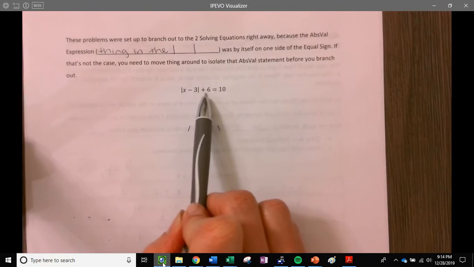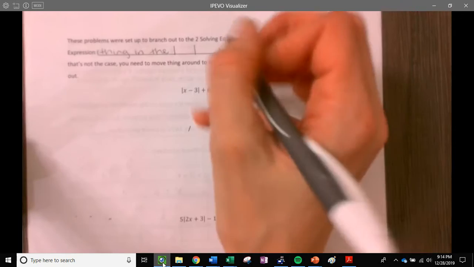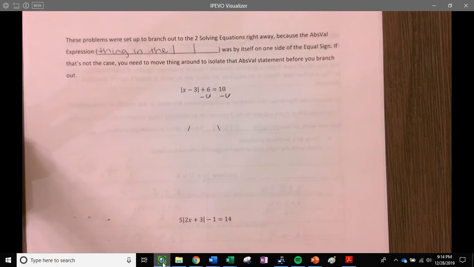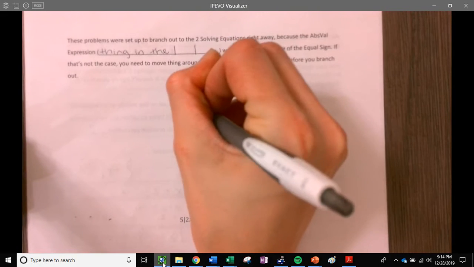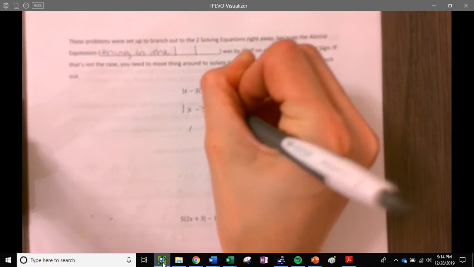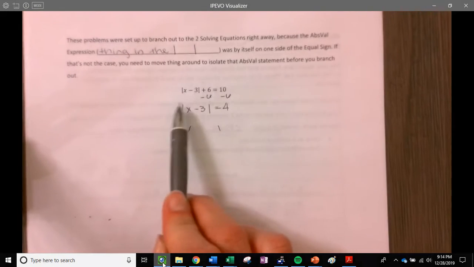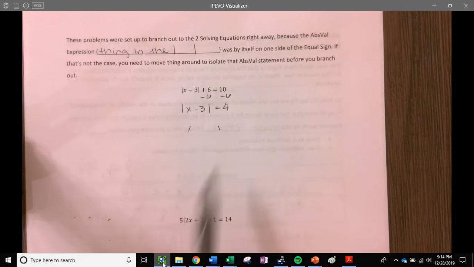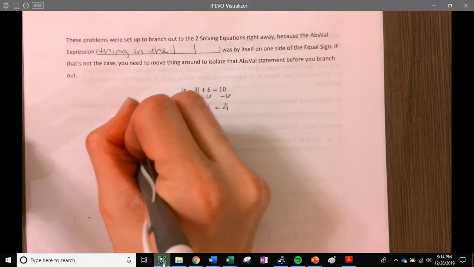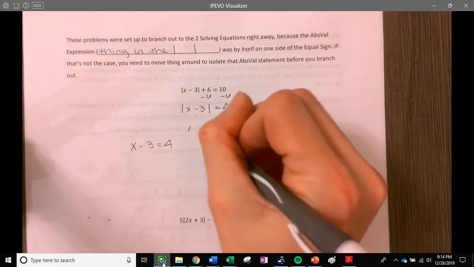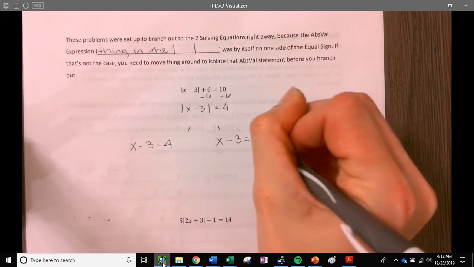So this is pretty easy. There's just a constant hanging out here outside of the absolute value expression. So we're going to go ahead and move it to the other side using the inverse operation of addition, which is subtraction. Remember that? Basic math? So now we have the absolute value of x minus 3 equals 10 minus 6 is 4. Now this is the only thing on the left-hand side of the equation, so we are ready to branch out. We drop those brackets and we have x minus 3 equals 4. And we also have x minus 3 equals negative 4.